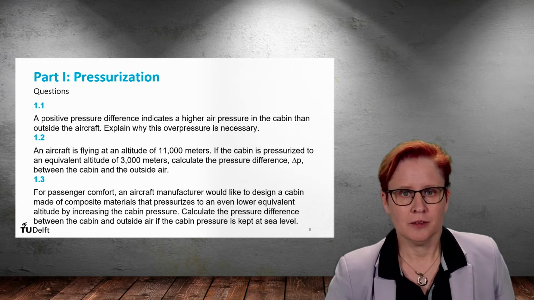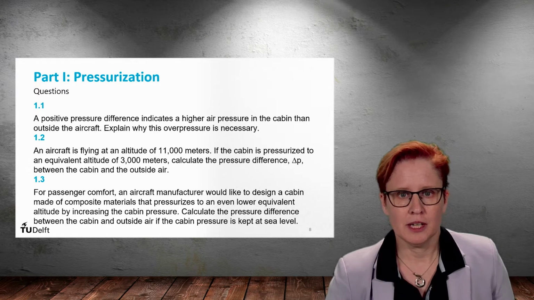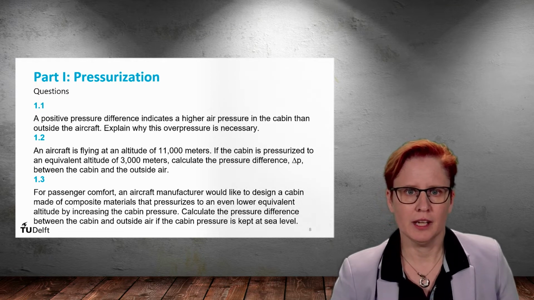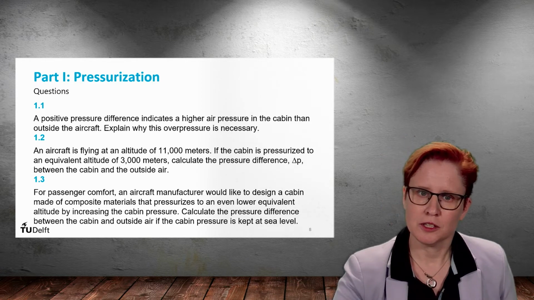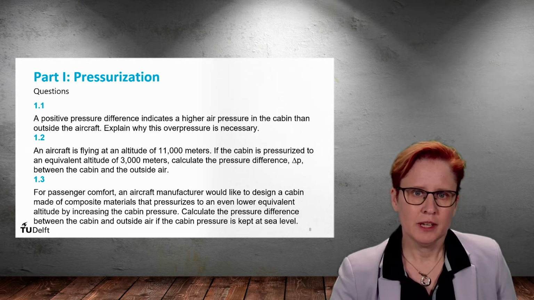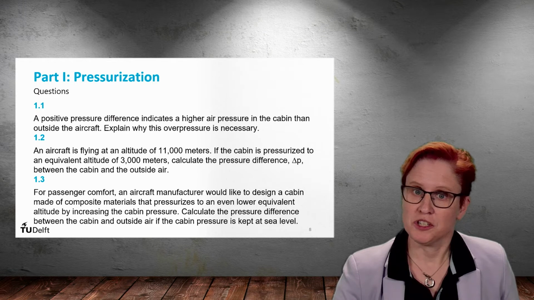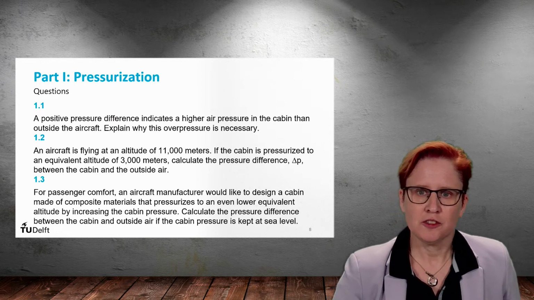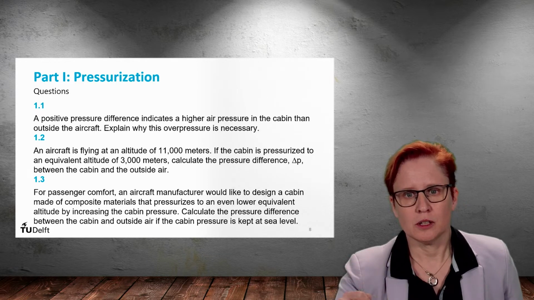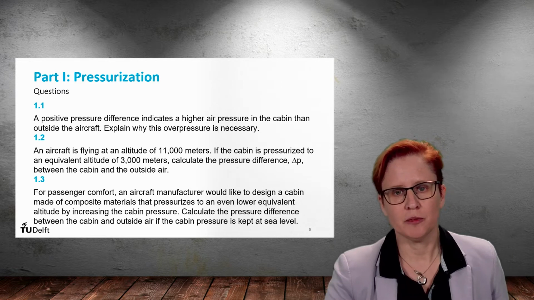In the second part, we are going to ask you to do some math. We ask you to calculate the pressure difference if we fly at 11,000 meters and we want to have an equivalent altitude pressure of 3,000 meters in the cabin. Then in question 3, we ask you to do it again, but then look at what would happen if we had the cabin pressure as the pressure that we'd have here on Earth. That means math. Please don't just give us the final answer, but write out the formulas in full, then show us how you substitute it and come up with the final answer.